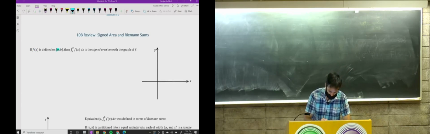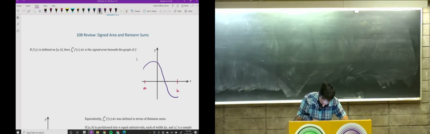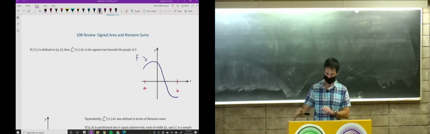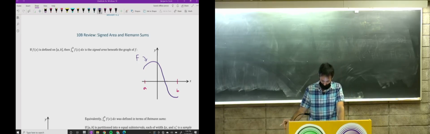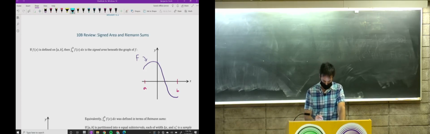Suppose that f is defined on some interval [a, b]. So if this is a and this is b, maybe the graph of f looks like that. Then we can define the definite integral of f. And there are actually three equivalent ways that it can be defined. The first way that it was defined was in terms of signed area.